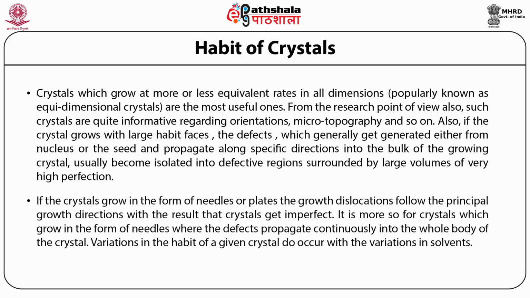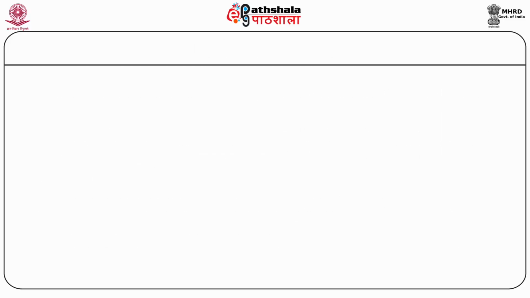If the crystals grow in the form of needles or plates, the growth dislocations follow the principal growth directions with the result that crystals get imperfect. It is more so for crystals which grow in the form of needles, where the defects propagate continuously into the whole body of the crystal. Variations in the habit of a given crystal do occur with the variations in solvents. Next we come to solubility.